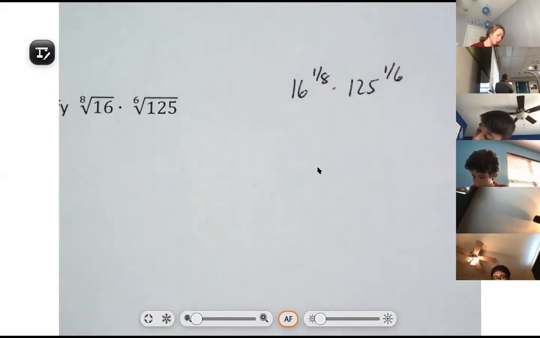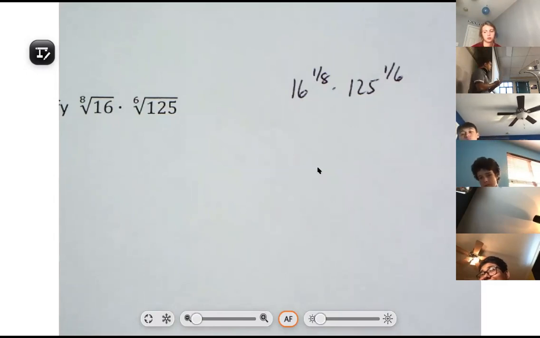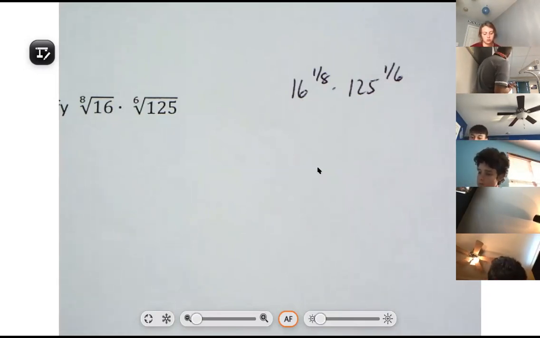We can't actually multiply these two numbers together. The 16 and the 125, you can't multiply those together because they're being raised to different powers. We can't multiply them. And we can't use our exponent rules because those exponent rules only work if you're multiplying things with the same base, right? That's what they all revolve around. Yeah. Common denominator between 16 and 125.